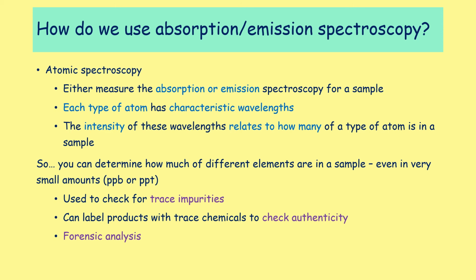And that can be used to check for trace impurities in compounds. Certain companies will label their products with a very tiny amount of particular elements, which allows them to then check that their products are authentic. And it's also a very common type of forensic analysis.